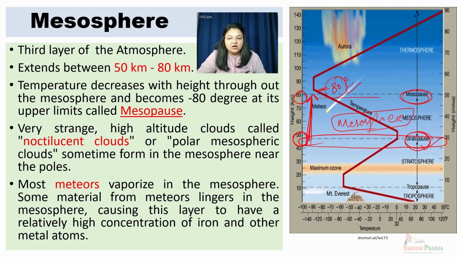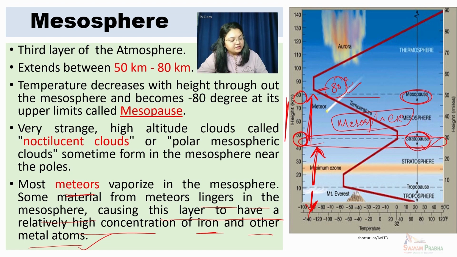Very strange high-altitude clouds called noctilucent clouds or polar mesospheric clouds are sometimes formed in the mesosphere near the poles. The importance of the mesosphere is that most meteors which enter the atmosphere vaporize in this layer. Some material from meteors lingers in the mesosphere, causing this layer to have a relatively higher concentration of iron and other metal atoms. We have seen that there is a gradual decrease in temperature in the troposphere, then in the stratosphere a gradual increase, and again in the mesosphere a gradual decrease. So alternating bands of temperature variation are created in our atmosphere, wherein in the mesosphere the temperature is very, very low in its upper limits, reaching minus 80 degrees Celsius.